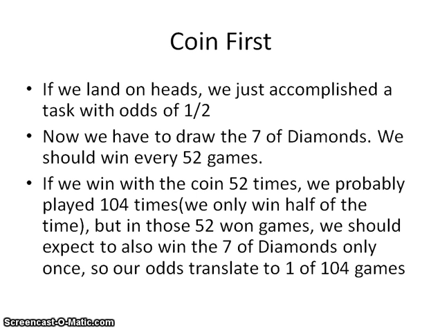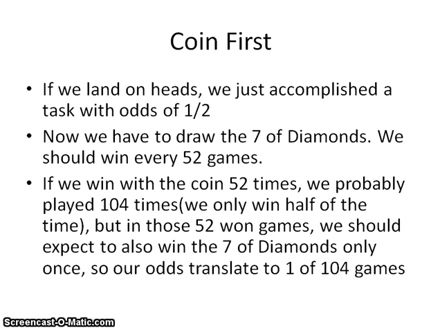So if we win with the coin 52 times, we probably played about 104 games, which makes sense, because we only win about half the time. So 104 divided by 2 gives us 52. But in those 52 won games, we should expect to win with the 7 of diamonds probably only once. Because that's kind of what the odds are.